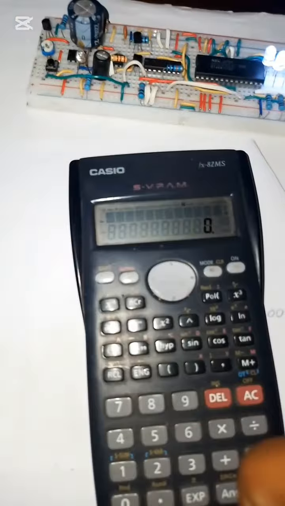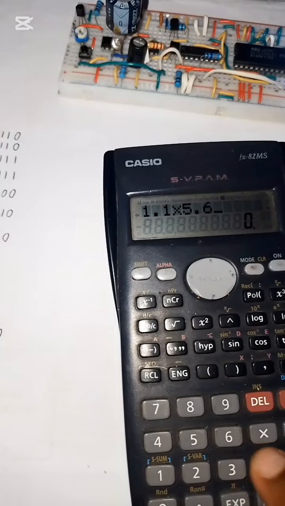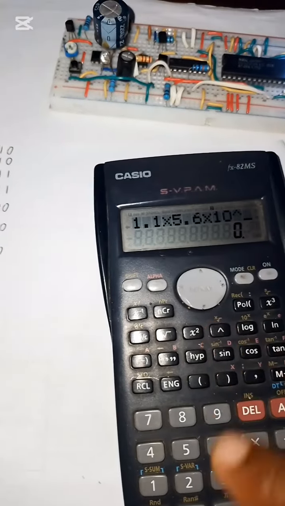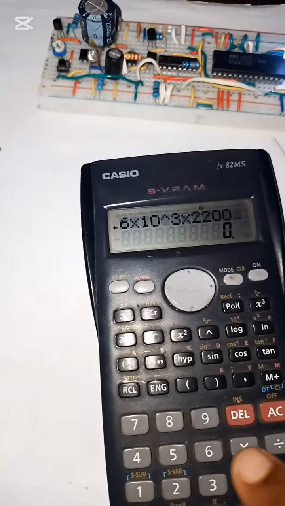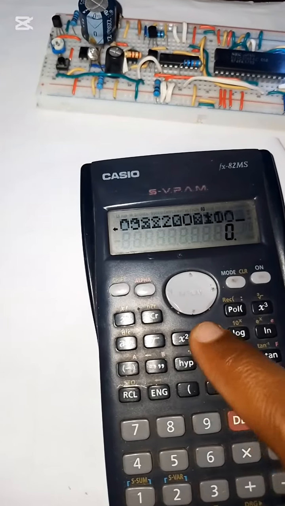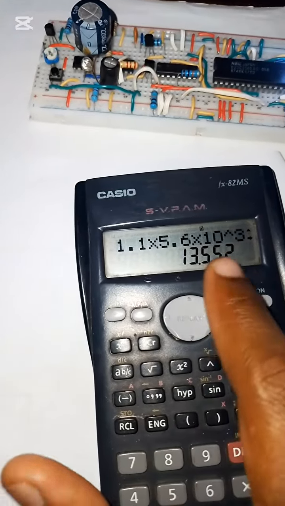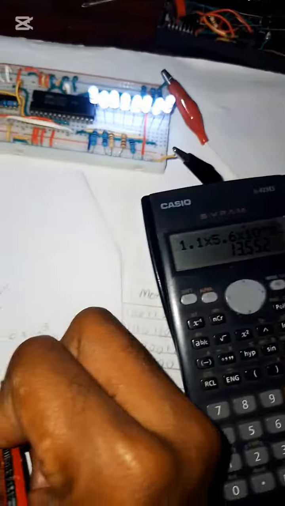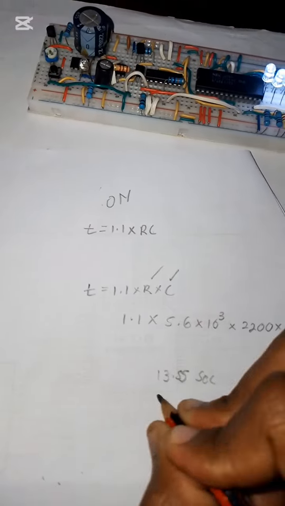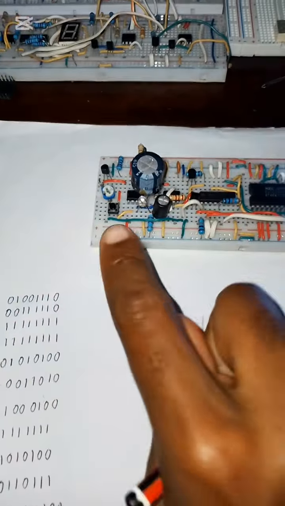So if I just do this in the calculator, we are going to get 1.1 multiplied by 5.6 times 10 to the power 3, multiplied by 2200 times 10 to the power negative 6. So this is the value, 13.55 seconds. So this is the period at which the circuit stays on, and we can test it and see.